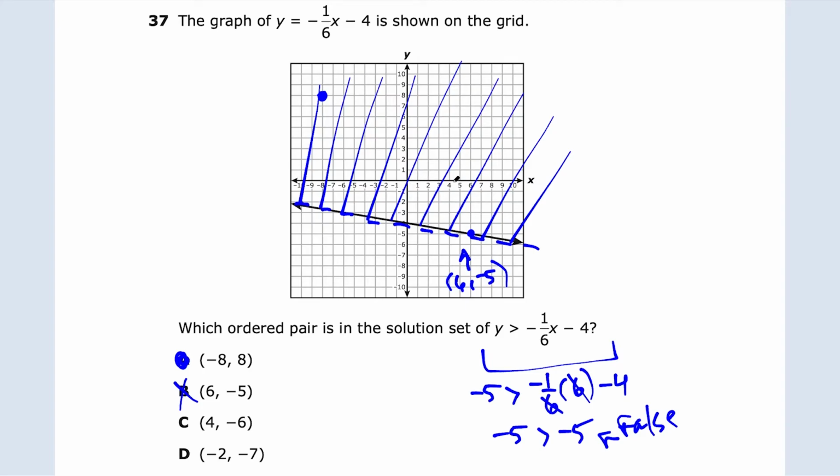So let's look at (4, -6), which is clearly not in the shaded region. So this is not a solution. And (-2, -7) is also way out of the shaded region. So once again, this answer choice B is tempting, but it's not it. A is our best answer, once again, because it's directly in the shaded region. There's no debating whether or not it's in the shaded region. It's clearly above this line.